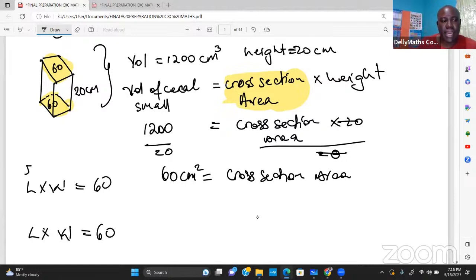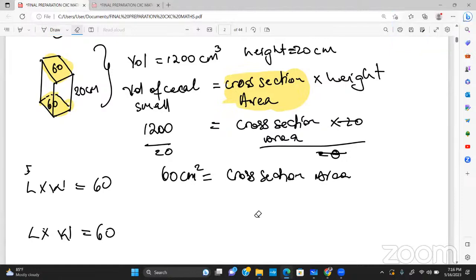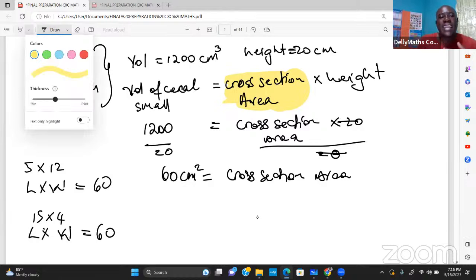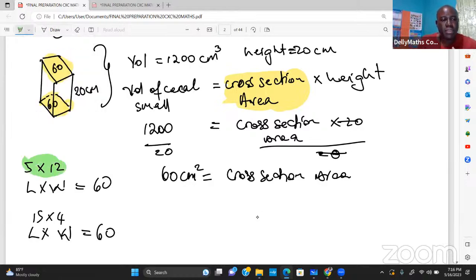I could say a 5 times a 12. 15 by 4. 20 by 3. 30 by 2. So as long as you want, the main idea is, am I understanding what they want from me?